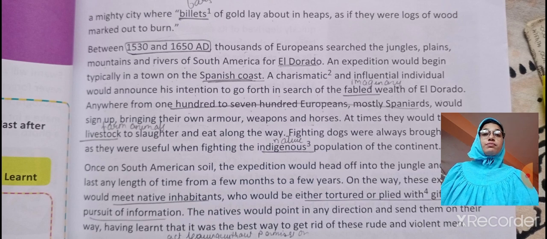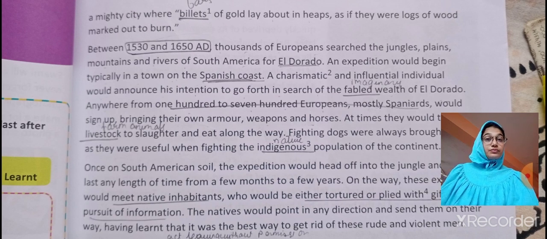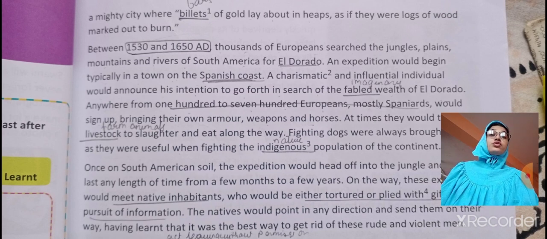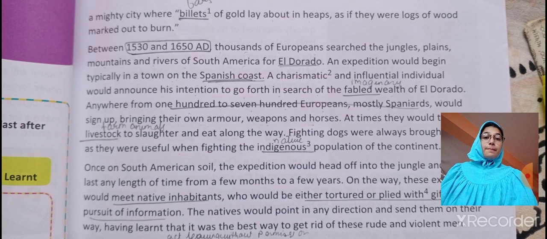An expedition would begin typically in a town on the Spanish coast. A charismatic and influential individual would announce his intention to go forth in search of the fabled wealth. Fabled means imaginary wealth of El Dorado. So here the people who were very charismatic, means attractive and impressive and very influential, would announce that they want to go in search of this imaginary wealth of El Dorado.